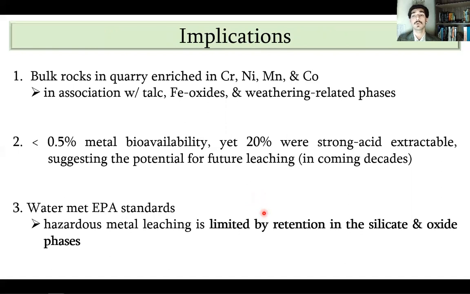However, 20% were strong acid extractable. And so in thinking within the context of an intensified hydrologic cycle and increased carbon in the atmosphere due to climate change, we can potentially see that this would be problematic in future years. Because as we increase the volume of rain and the acidity of that rain, some of those strong acid extractable metals in the deposit might be leached out. However, for now, our water has met the EPA standards, implying that hazardous metal leaching is limited by retention in silicate and oxide phases.